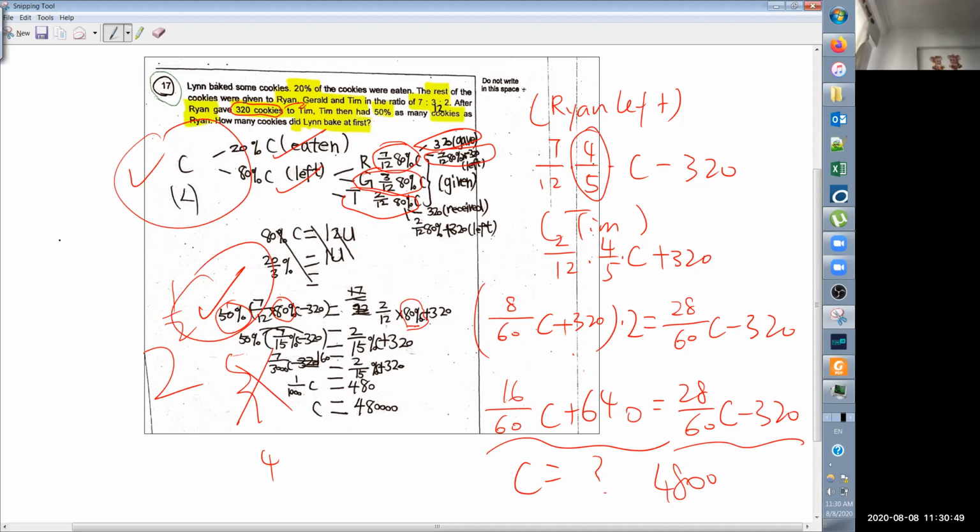Now of course, C is 4800. They ask what? How many cookies did Lin bake at first? So that's the answer of 4800. Because the question wants you to find out what's C. Okay, C is 4800. Good.